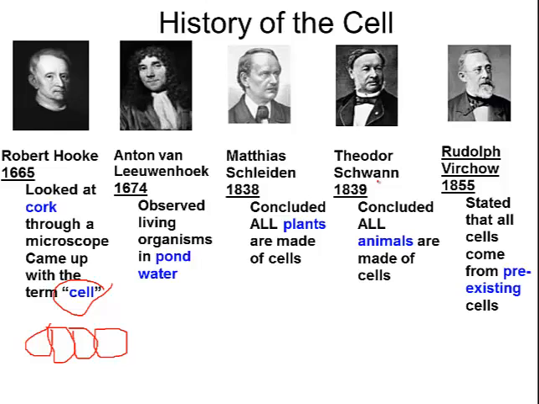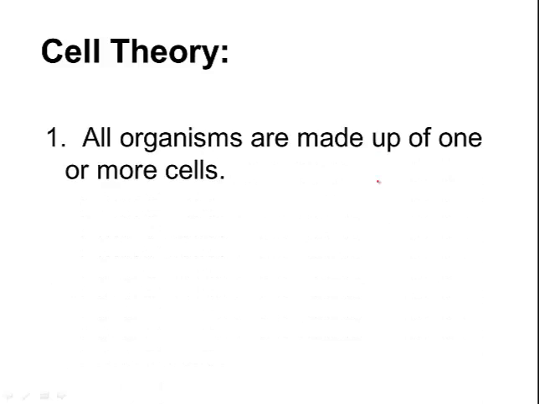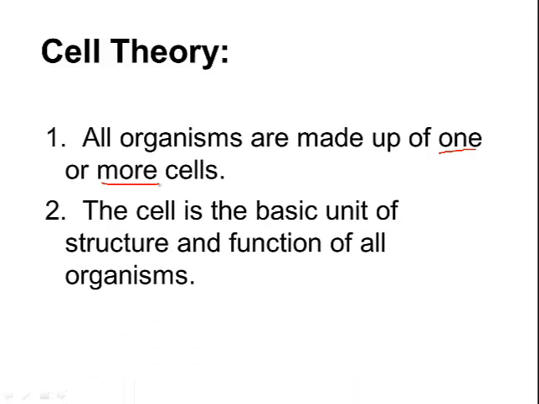So using all of this information in the history of the discovery of the cell, we have been able to come up with the cell theory. The cell theory has three parts. Number one, all organisms are made up of one or more cells. That is one of the characteristics of life. Some organisms are made up of only one, they're unicellular, and some organisms are made up of many, and those ones we call multicellular. Number two, the cell is the basic unit of structure and function for all organisms.